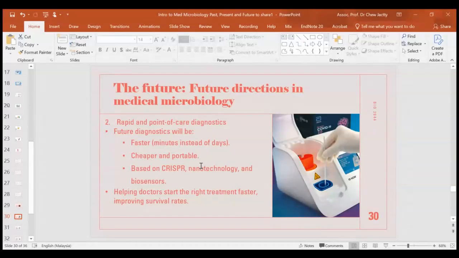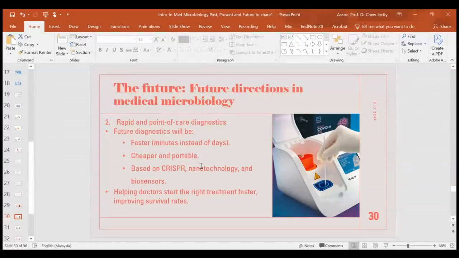It may take days and weeks to identify. Moving forward, what is happening now is that the diagnostic should be very fast, on the spot, point of care. It should be at the clinic, at the hospital, when you go in and say, okay, I want to get tested. I want the result now. I don't want to wait for bacteria to grow. I don't want to wait for bacteria to respond to antibiotics for susceptibility testing.